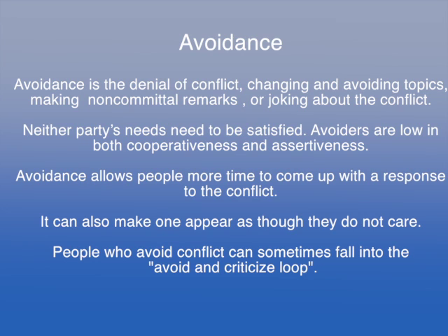People who avoid conflict can sometimes fall into the avoid and criticize loop, which includes both arguing and avoiding. In this clip, Monica and Chandler chose to ignore and avoid their other friends' pleas and wishes to come inside on Thanksgiving. They made some non-committal remarks towards them, but overall stand firm in not letting them inside.